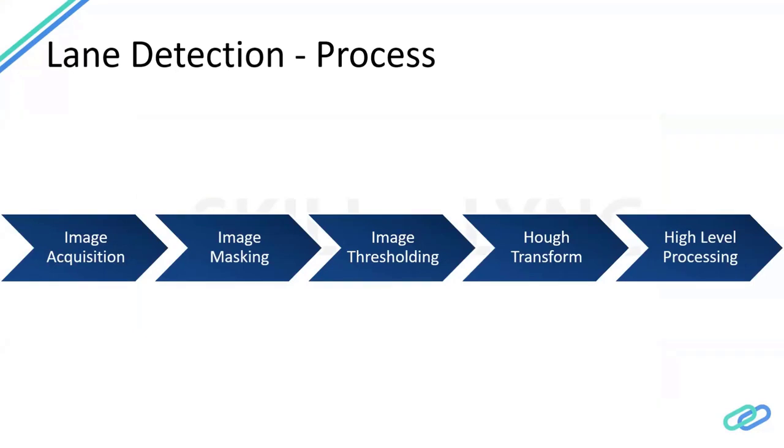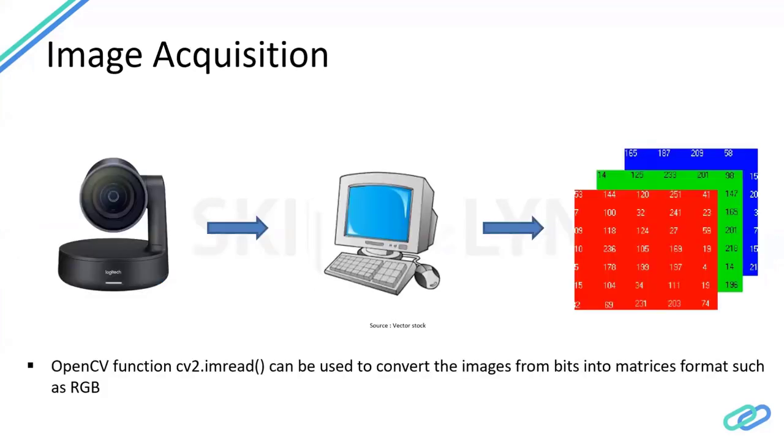First step would be to acquire the image, second mask the image, thresholding followed by Hough transform, and then high level processing for this particular application. Image acquisition is the process of acquiring an image from a camera to a computer and then the computer reading it. As you see in this picture, the computer reads this matrix representation in RGB, where red, green, and blue are read as three different two-dimensional matrices, and they appear as numbers, and the numbers are in turn translated into a visible format which you see on the screen.